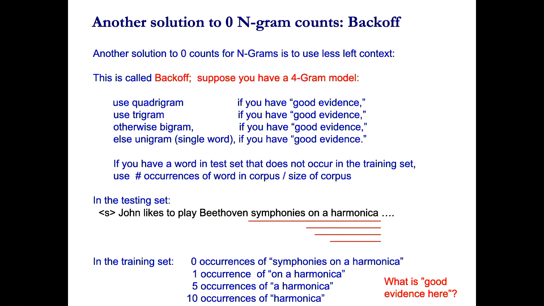Yeah, I'm basically saying that if you only find one occurrence of symphony on a harmonica, you back off, you say, oh, there's actually five occurrences on a harmonica, so we're just going to say this. Yeah, you could just say, I'm going to scan down when it's over some threshold, 1% of the data, whatever. You could say a certain number of counts. There's a lot of different ways you could say good evidence. I can't give you a definitive answer. I'm going to show you what people do, and there's a technique that has worked well in practice.